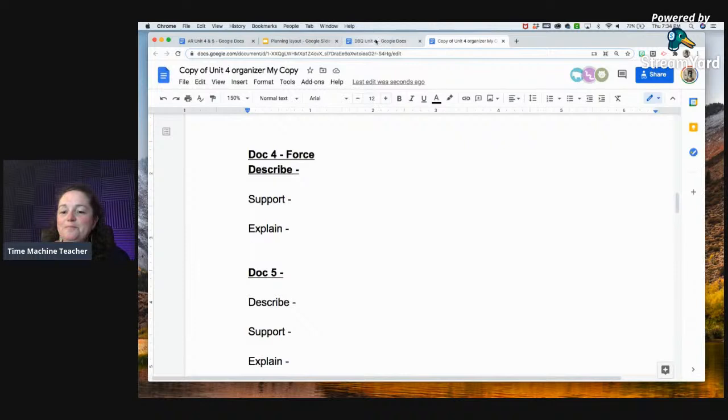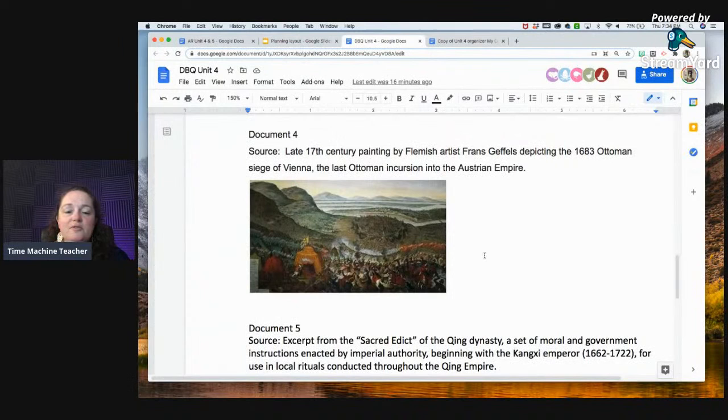Okay, yeah, godly language. Sure, you could talk about that too, Farty. All right, let's look at document 4. Document 4 is a picture, and it's a late 17th century painting by Flemish artist Frans Goffels, depicting the 1683 Ottoman siege of Vienna, the last Ottoman incursion into the Austrian Empire. So this is Ottomans trying to go into the Austrian Empire and take land.